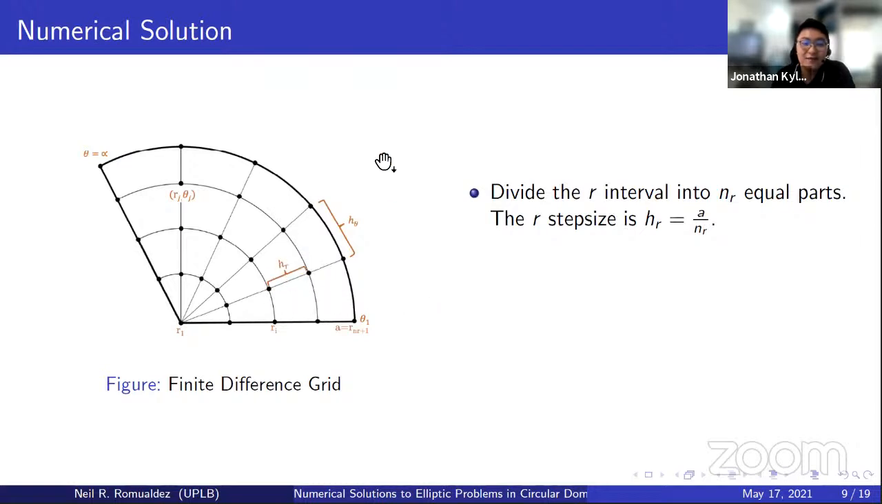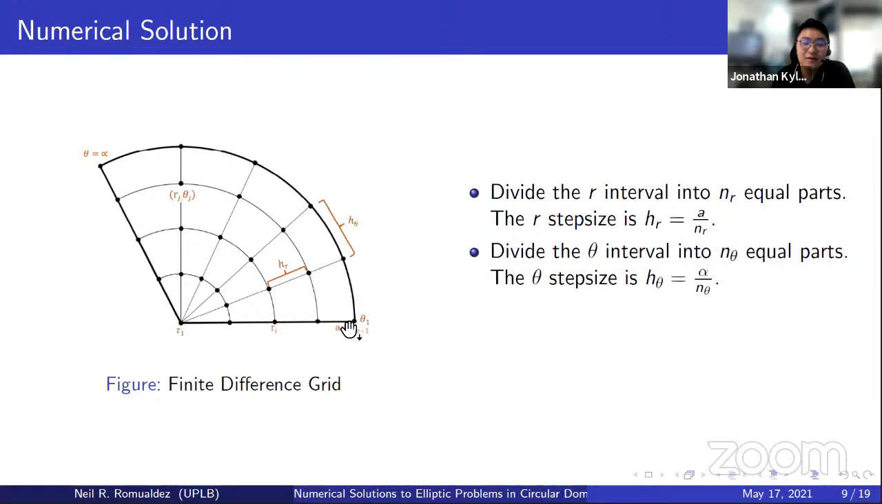And he does the same for the angle. He divides it into equal parts and the step size becomes alpha over n sub theta. So in general, the grid points will look as such, where r sub i and theta sub j, where i is between 1 and n sub r plus 1, and j is between 1 and n sub theta plus 1. So he uses these general grid points to solve for his finite difference scheme.